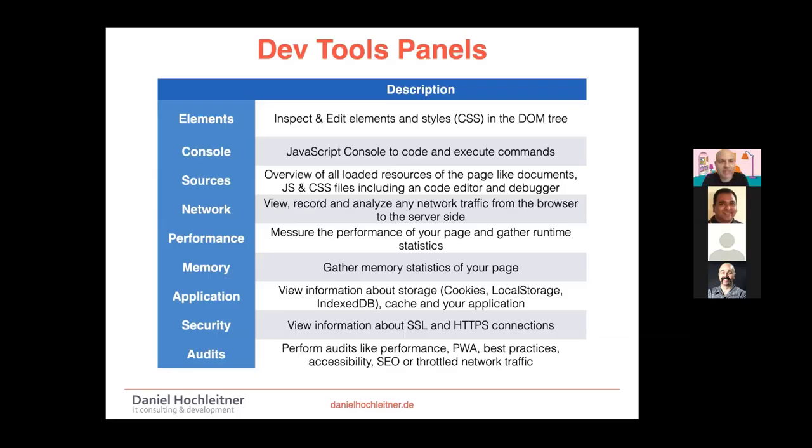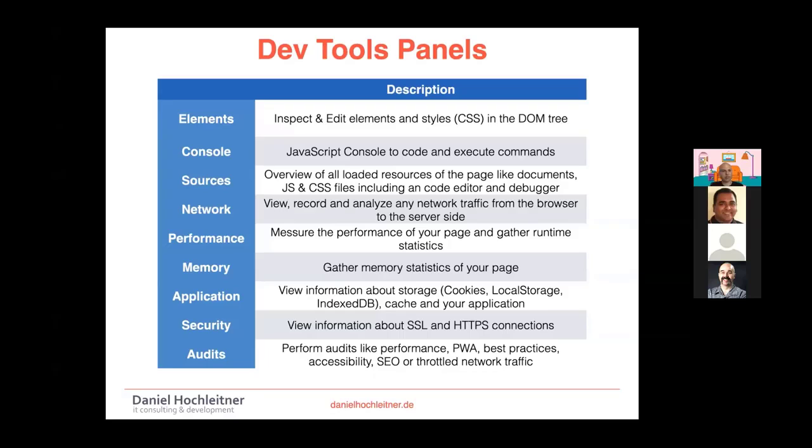Next would be the application panel. I think they renamed it a couple of years ago. I think first it was called storage. I don't know. But basically you will see some information about your client-side storage, like cookies, local storage, IndexedDB. And of course, and I think that's the reason why it's called application now, you see some information for progressive web apps, for example.